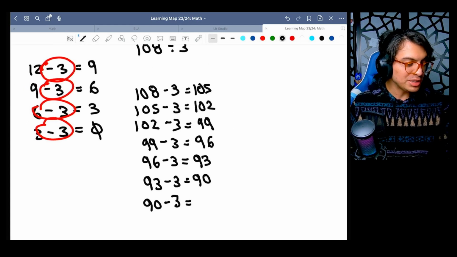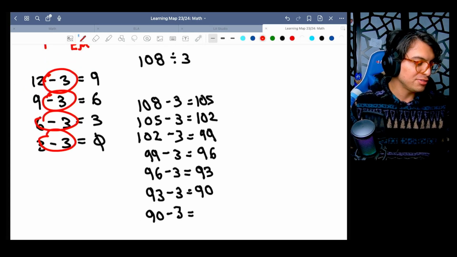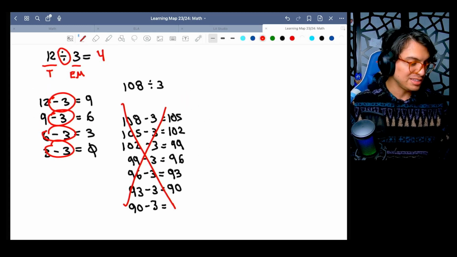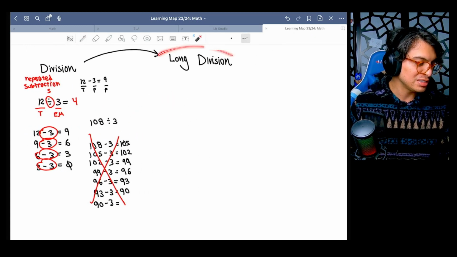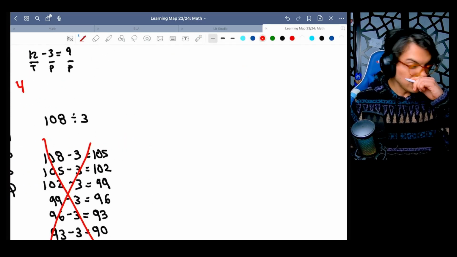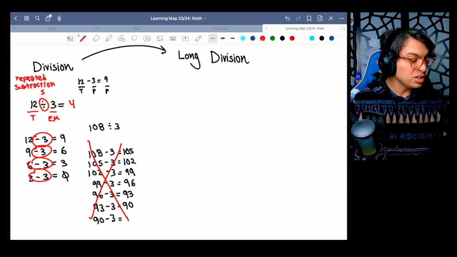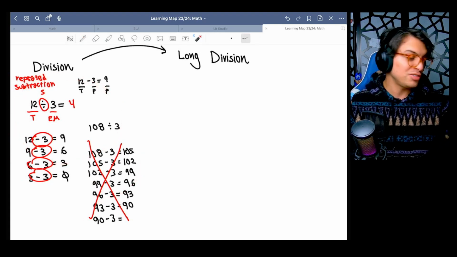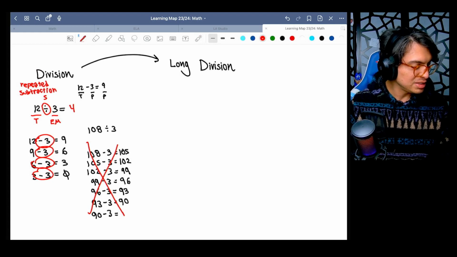Okay, this is why we don't do this. Once we start to have really big numbers, we cannot use repeated subtraction like this. And this is why we use long division. So, in order to do long division, we're actually using a lot of what we already know about regular division. Let's give it a shot.